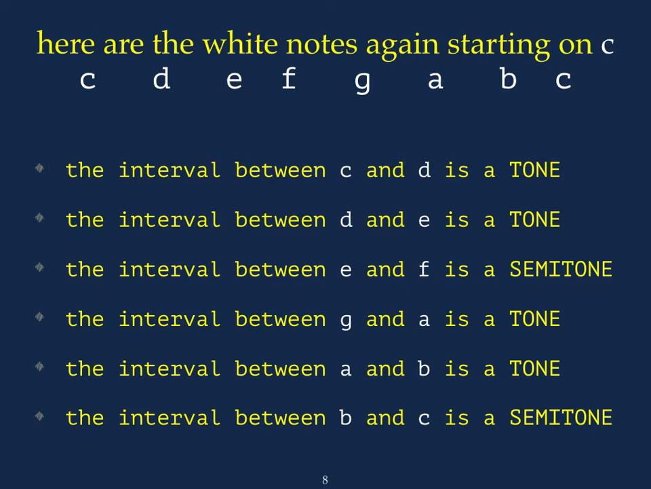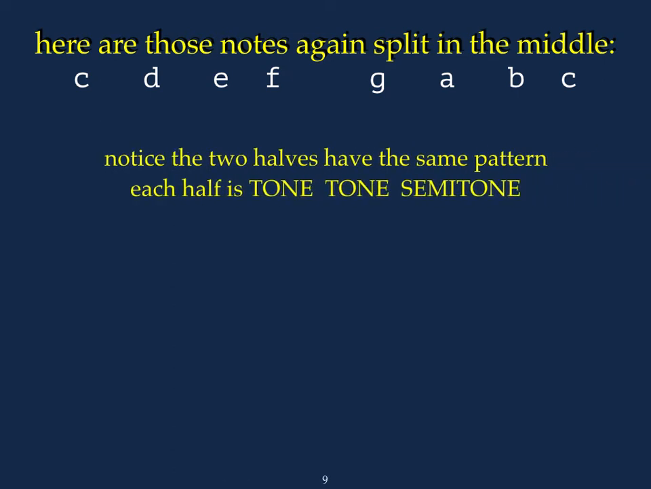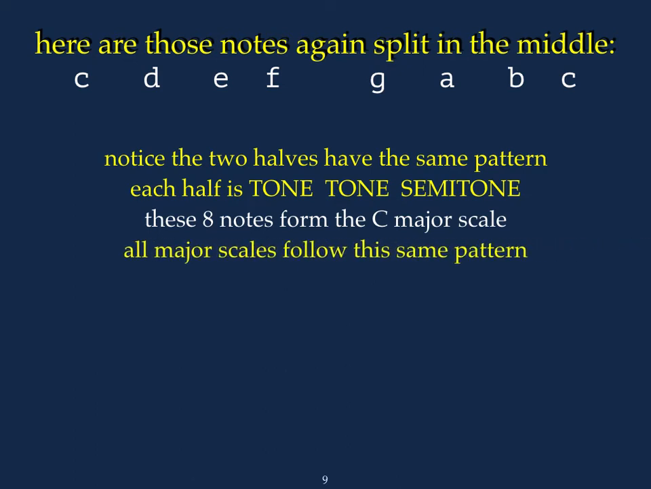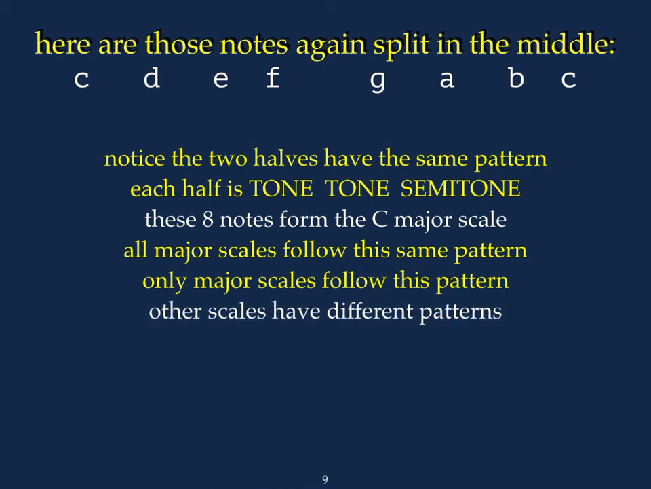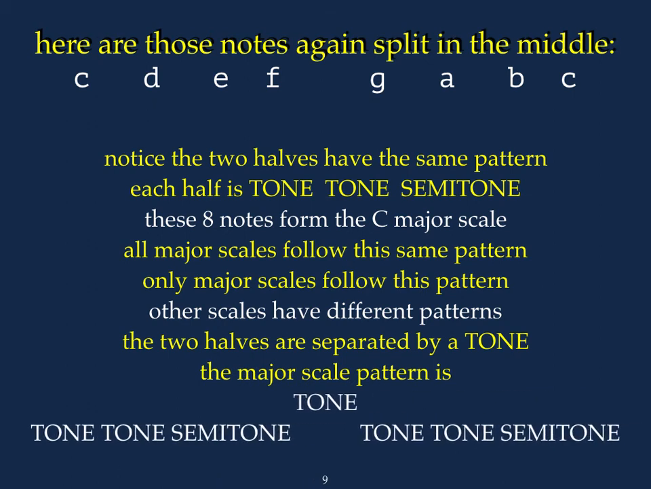So here are those notes again, split in the middle. Notice the two halves have the same pattern. Each half is tone, tone, semitone. These 8 notes form the C major scale. All major scales follow this pattern. Only major scales follow this pattern because other scales have different patterns. So the two halves are separated by a tone. The major scale pattern then is tone, tone, semitone, split by a tone, tone, tone, semitone.